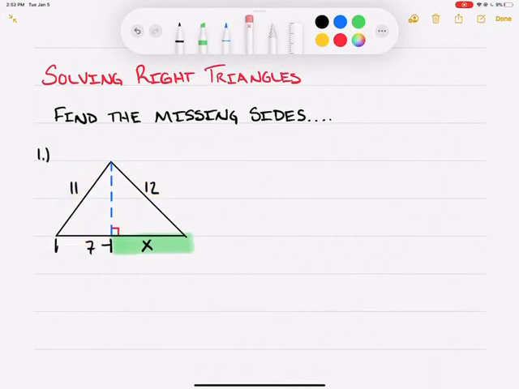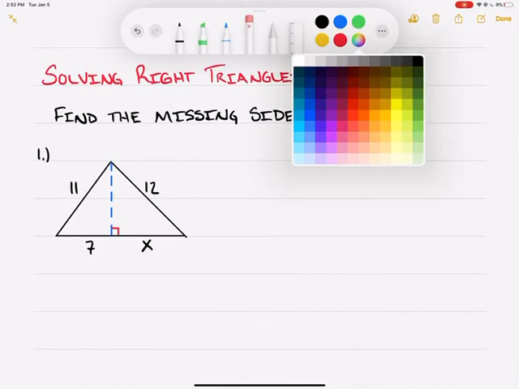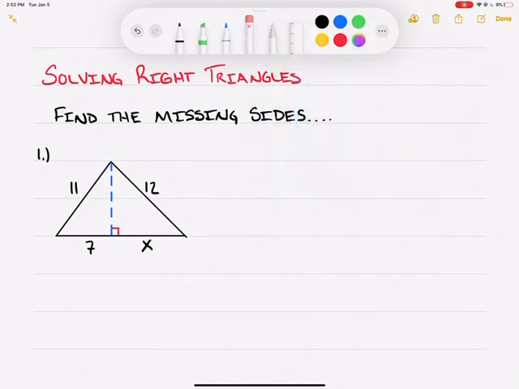I noticed that this is not a special right triangle, meaning it's not a 30, 60, 90 or a 45, 45, 90. So that leaves me with really one option, and that option would be the Pythagorean Theorem. Remember, Pythagorean Theorem: a squared plus b squared equals c squared.